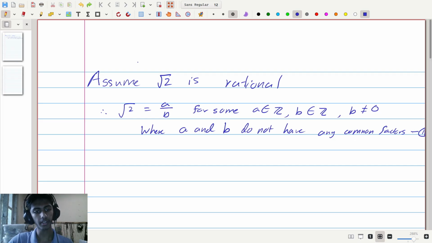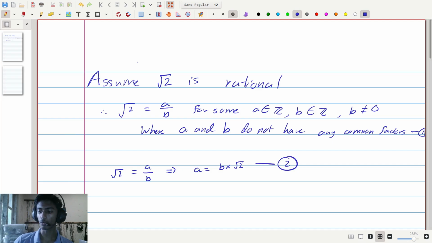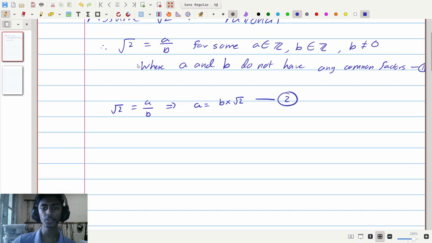Then we can write that root 2 is a divided by b, which gives us that a is b times root 2. This is a true statement, there's nothing wrong here. We're going to call this 2. Now we're going to take 2 and square both sides. So from 2, by squaring both sides, we get that a squared is equal to root 2 squared, which is 2, times b squared.